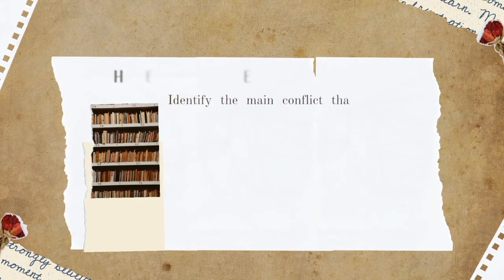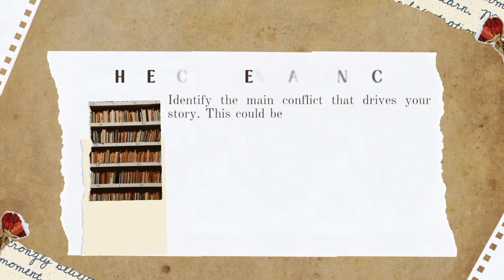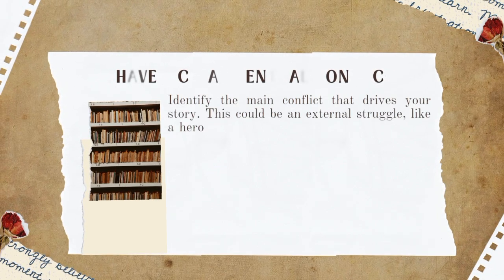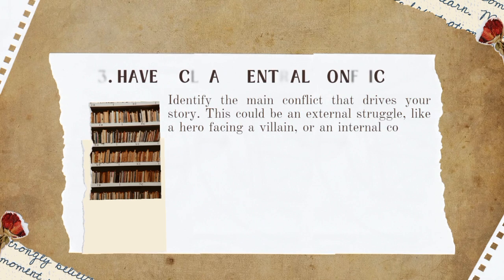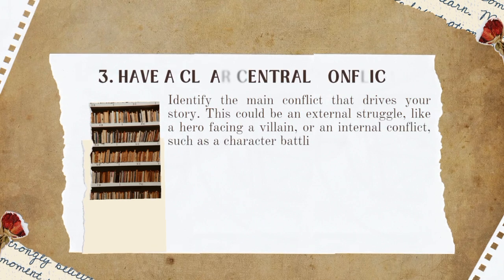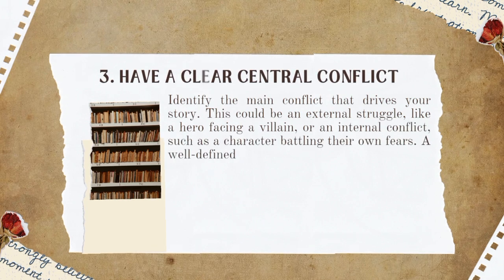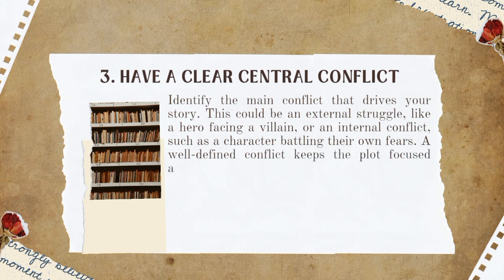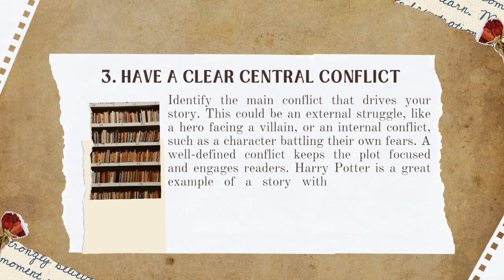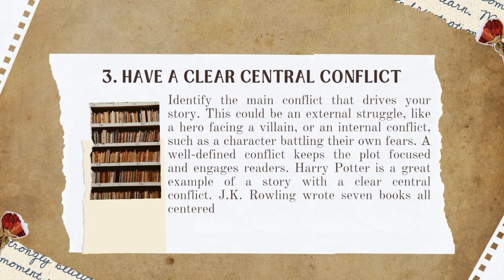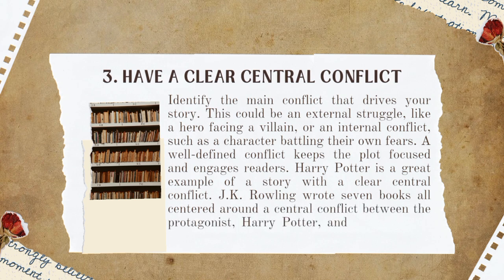Number 3. Have a clear central conflict. Identify the main conflict that drives your story. This could be an external struggle, like a hero facing a villain, or an internal conflict, such as a character battling their own fears. A well-defined conflict keeps the plot focused and engages readers. Harry Potter is a great example of a story with a clear conflict. J.K. Rowling wrote 7 books all centered around a central conflict between the protagonist, Harry Potter, and the villainous Voldemort.